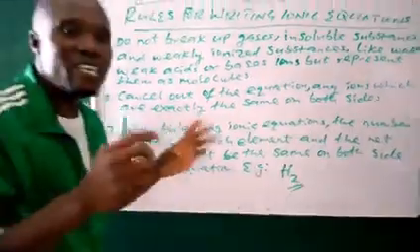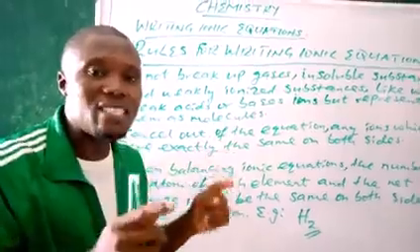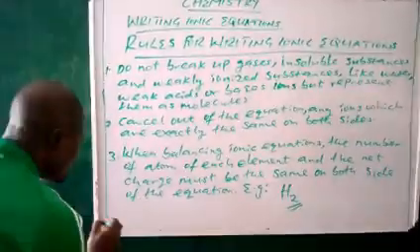Remember that in the chemical equation we have the reactant side and the product side. And when you are writing it, the number of ions on both sides must be the same. So let's take example number one now.